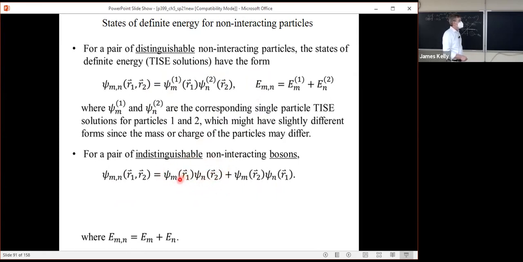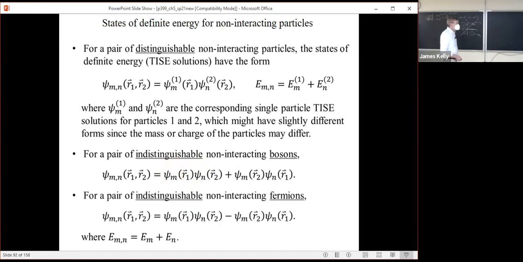What you do is just say, well, particle 1 is in the state of energy Em, and particle 2 is in the state of definite energy En. But we don't know which one's particle 1 and particle 2, so we better switch the two variables and add them together. That's the symmetrized state. So again, the energy is just the sum of the two. Here, I don't need to specify psi m and psi n. Those are the same kinds of functions here, because we're talking about indistinguishable particles. So they have the same mass, same charge, same everything. And so they have the same set of eigenfunctions in that case.